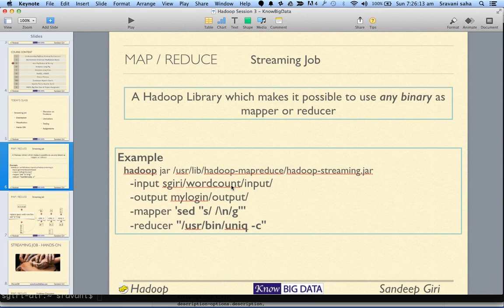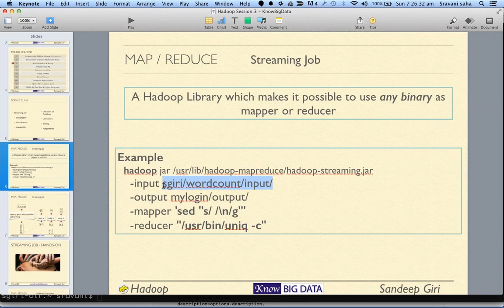We want to utilize that. In the input folder there is a huge text file on which we want to do a word count. So the problem statement is: we are given a very huge file and we want to do a word count on that file.